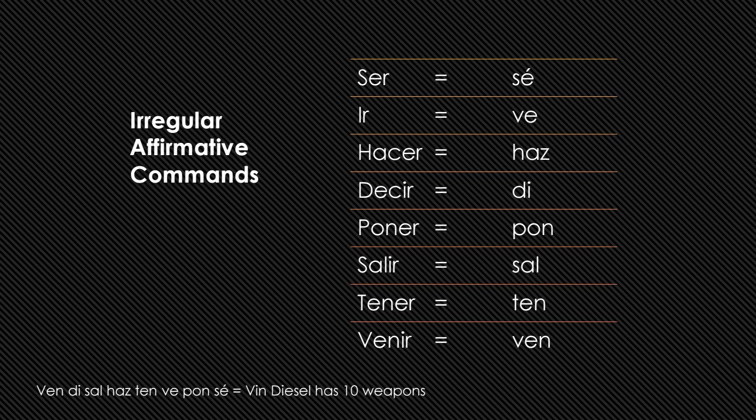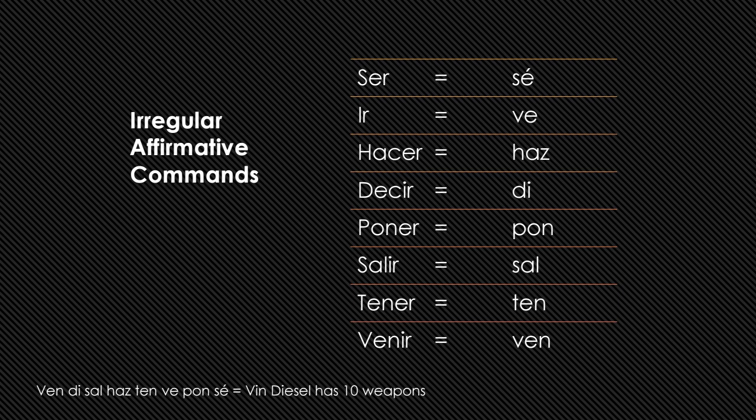For most of your affirmative commands, they're going to be regular. You just go to the ella usted form of the present tense, and it won't be too hard. But for some of your verbs, they are irregular. And so there are 7 irregular affirmative commands. Ser becomes sé, ir is ve, hacer is haz, decir is di, poner, pon, salir, sal, tener, ten, and venir, ven. Now, if you put these in the right order, you can actually come up with a sentence for these that might help you remember them.